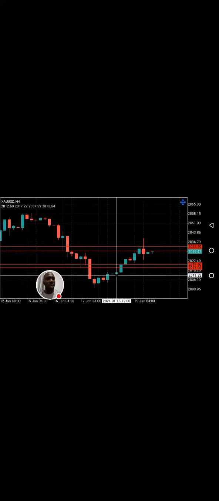Someone is asking, what is a fair value gap? We have these three candles here. One, two, three. The gap in between the high of the first candle and the low of the third candle is what we call a fair value gap.